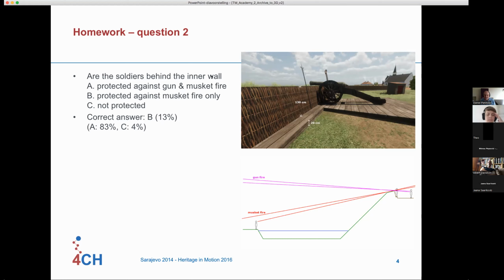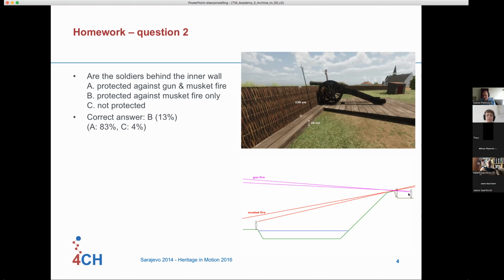And are they protected there against gun and musket fire? Well, the answer is even more difficult for most people. Only 13% of the people got it right, because you're protected against musket fire only. That means, in fact, if you're standing here in the protected zone, not of course here, because there you try to shoot. If you're standing here, you're protected against musket fire. That's what you see here also in the picture. Nobody can see you. Nobody can hit you directly with a bullet.